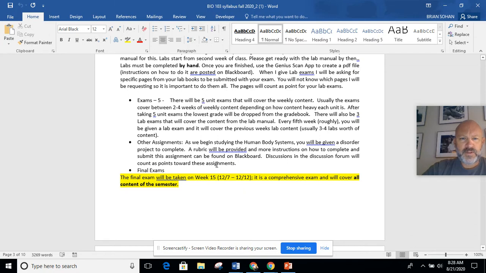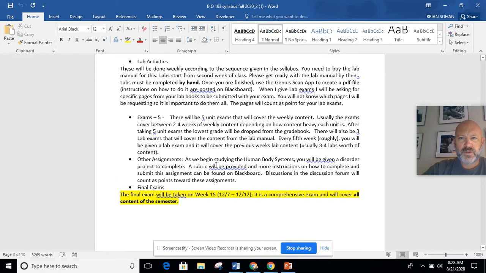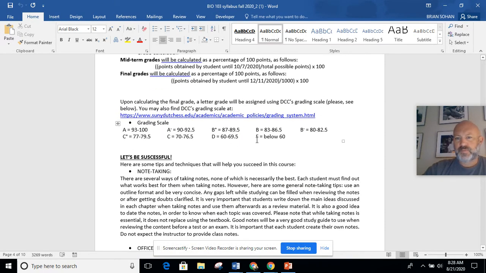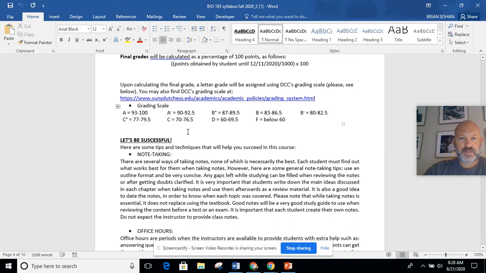Okay, if we keep going. Lab activities, I'm going to be using the lab book and the lab atlas, and I'm going to be presenting them online. And you're going to follow them. And what you're going to do is fill in your lab books by hand as I do the labs remotely with you, probably over YouTube. All right. This is a pretty basic grading scale. I think everybody uses that same grading scale.